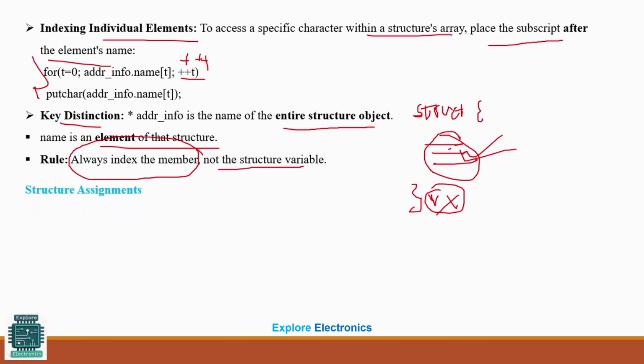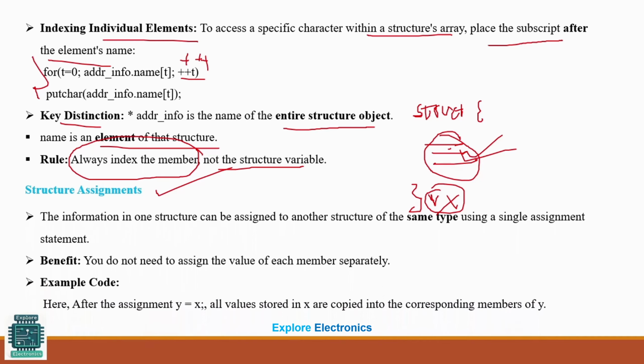Right? Then structure assignments. Here, the information in one structure can be assigned to another structure of the same type using a single assignment statement. Means the information of one structure can be assigned to another structure. The only condition is it should be of the same type. What is its benefit then? Here you do not need to assign the value of each member separately. Fine. Here is the example code. In the next slide, I will show the example.